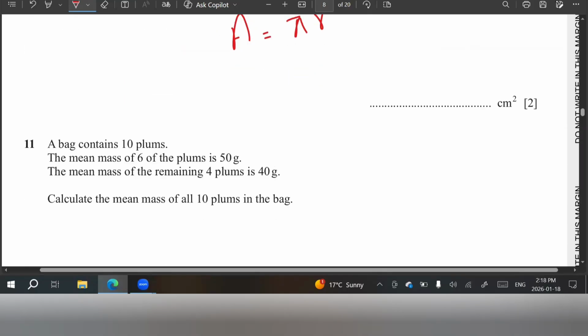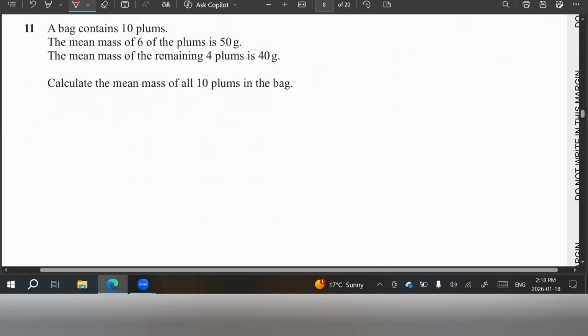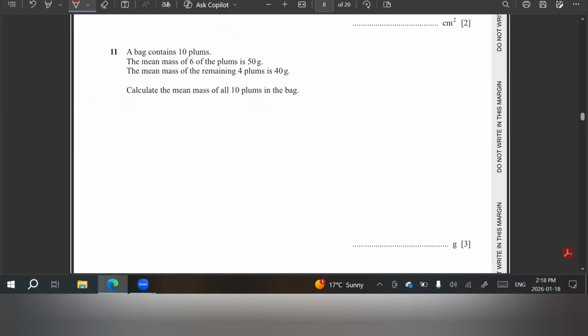Then we have question number 11 coming up on your screen. Let me check how many marks are for this question. So there are 3 marks for question number 11.